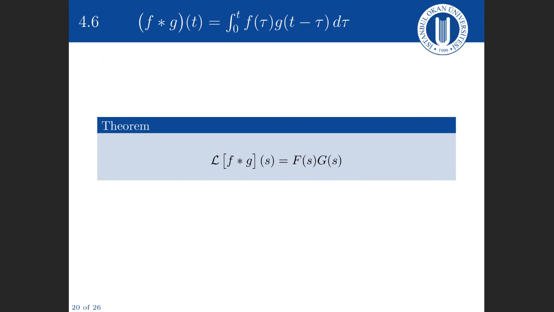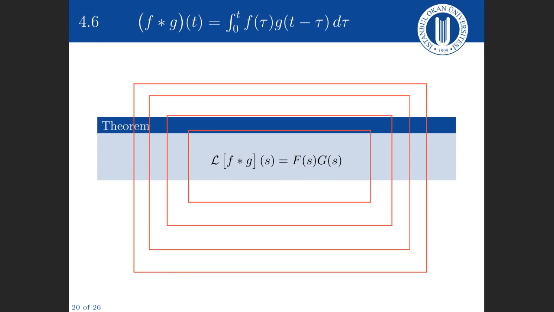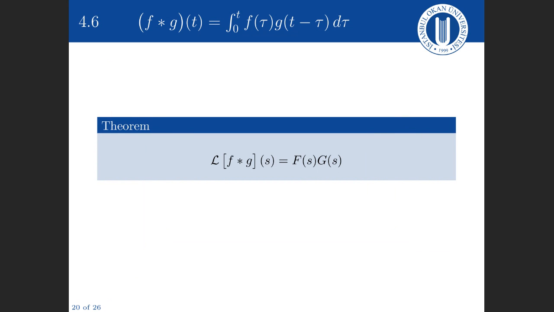Why are we studying the convolution integral in our chapter about the Laplace transform? Because of this very important formula. This is a formula that you would have already seen on your table of elementary Laplace transforms: the Laplace transform of f convoluted with g is capital F multiplied by capital G.